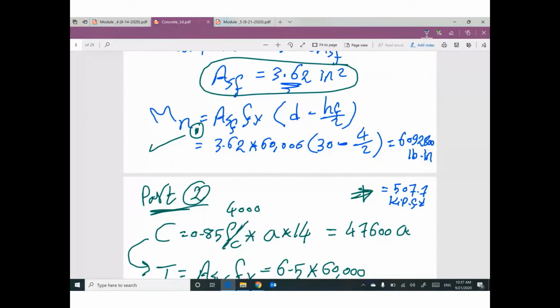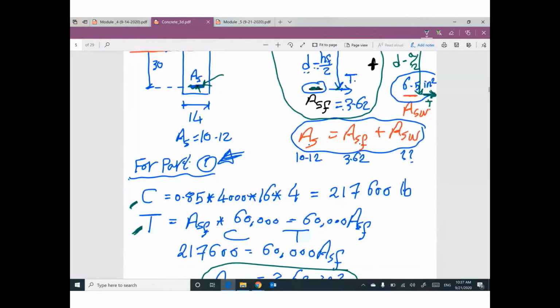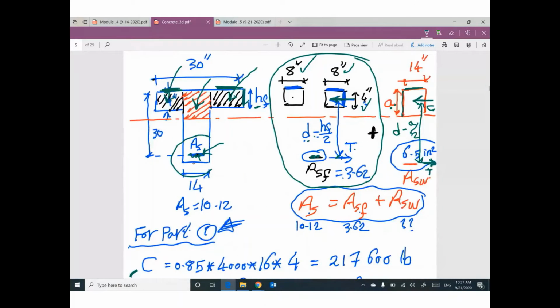Remember, this total area steel equals this area steel plus the remaining area steel. If you can figure out this part of area steel, I can figure out the remaining part. Once you figure out the remaining part with this part of concrete, it will make equilibrium.